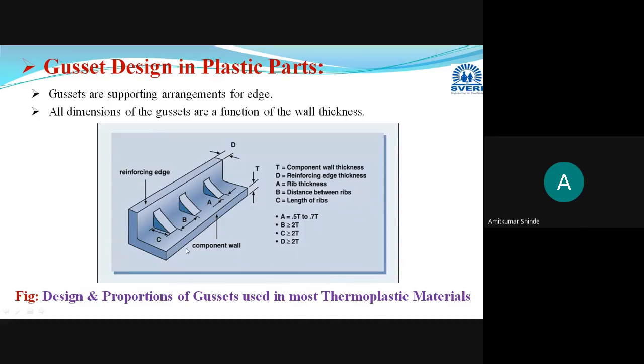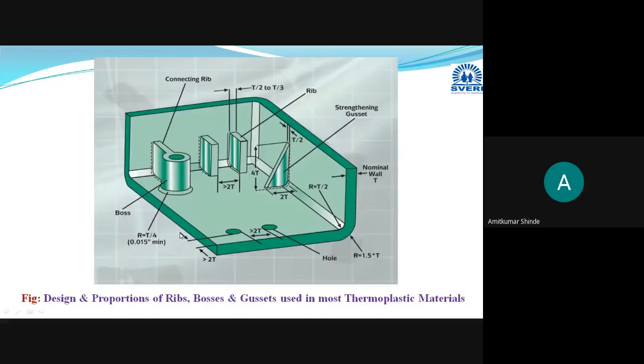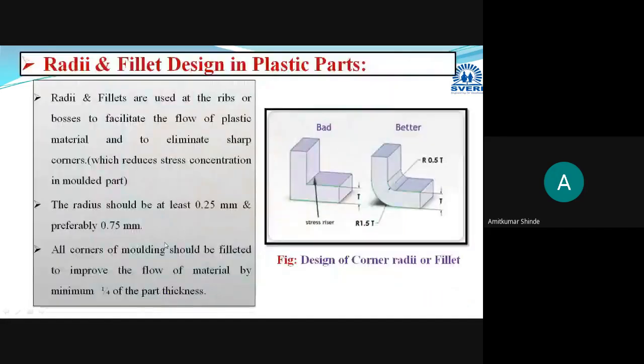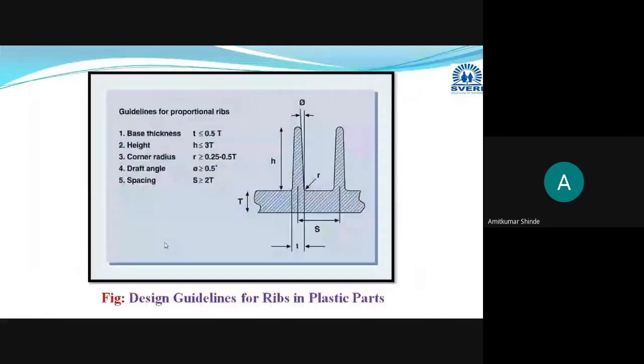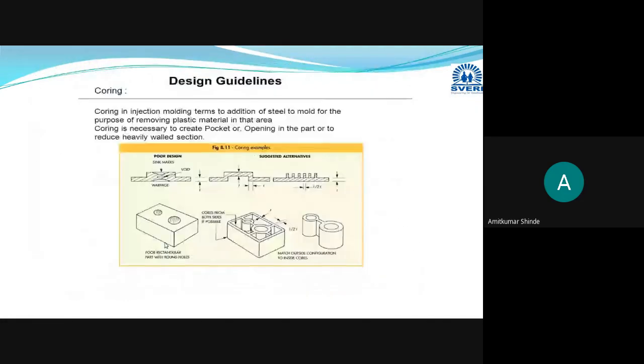Then the design of gussets. Gussets provide strength; a gusset is a supporting arrangement for the edges. Its thickness should be 50 to 70% of the wall thickness, its length should be two times the wall thickness, and the distance between successive gussets should be two times the wall thickness. After this, we discussed the design of coring.